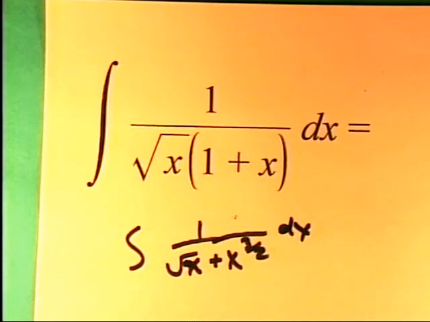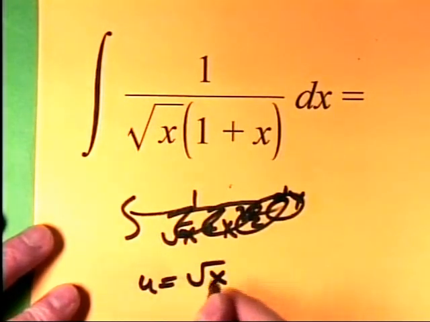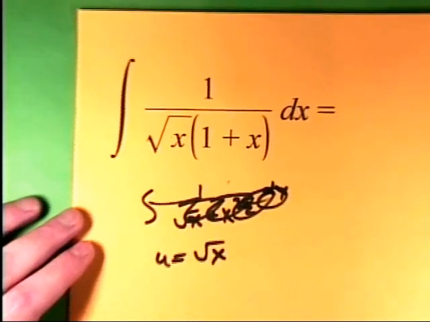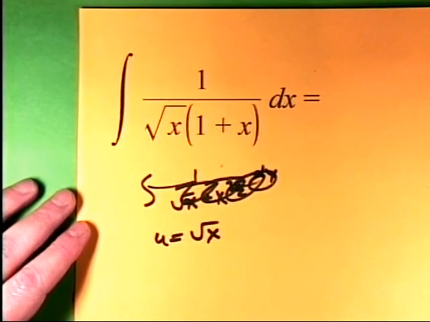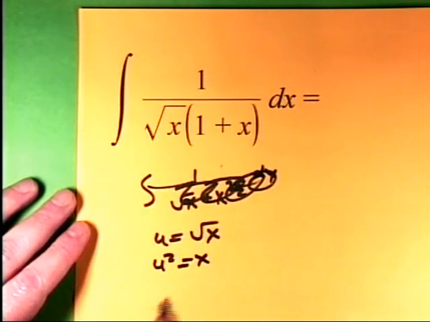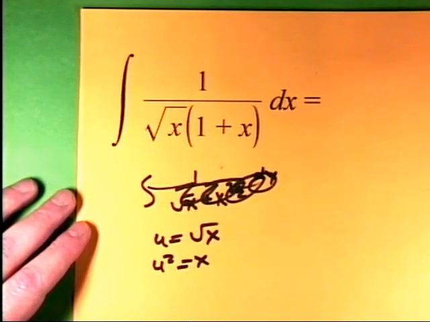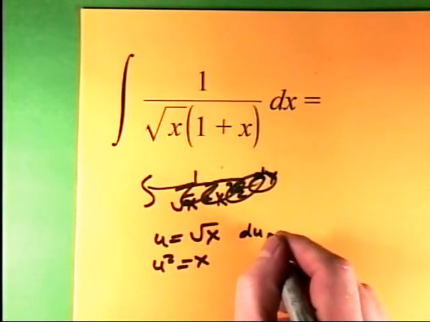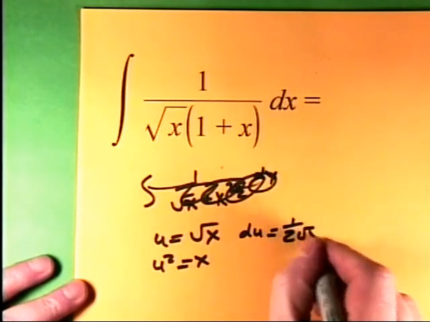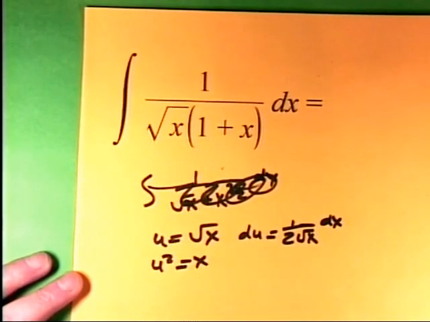Oh, wait, let's see, just use substitution. What's u going to be? Square root of x. If u is equal to square root of x, then u squared would be x, and so du would equal 1/2 times x to the negative 1/2 power. So it's just 1 over 2 square root of x dx. Gotta have dx.